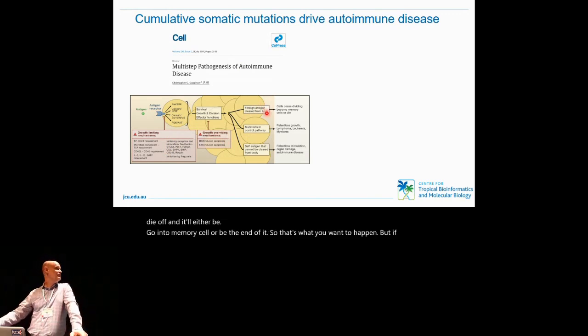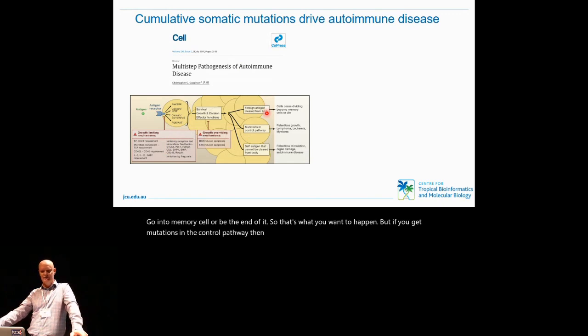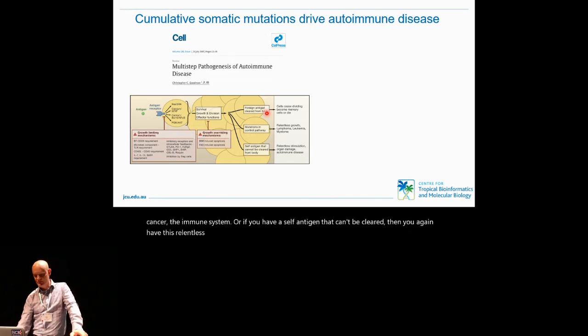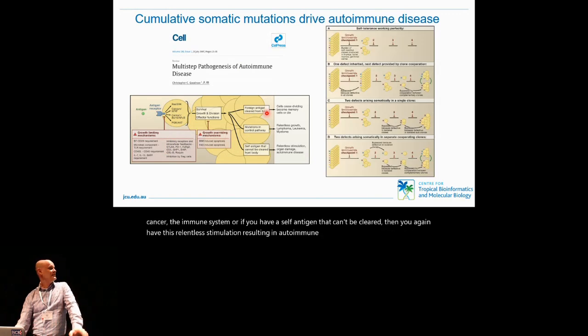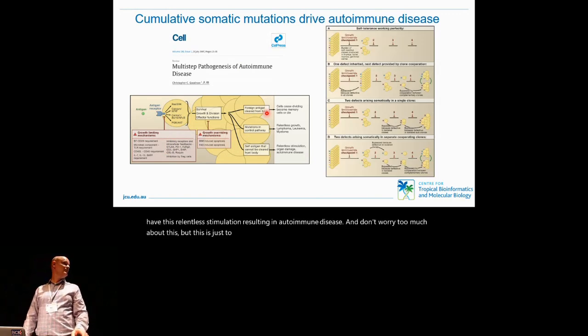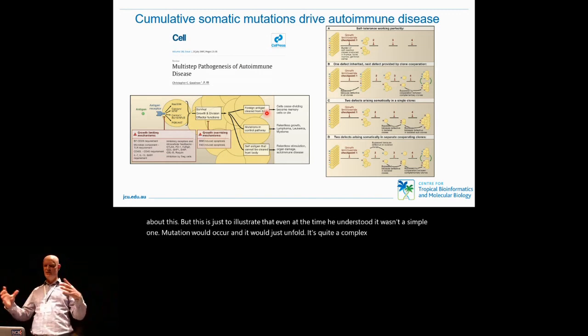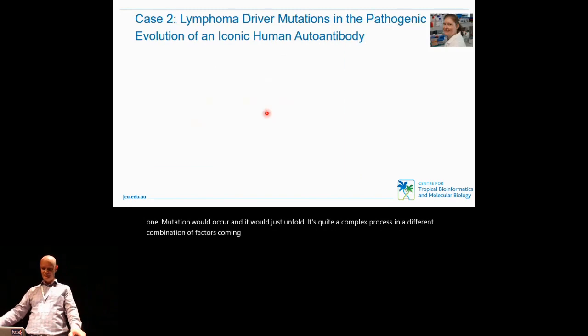But if you get mutations in the control pathway, then you get this relentless growth. So you essentially get cancer of the immune system. Or if you have a self-antigen that can't be cleared, then you again have this relentless stimulation resulting in autoimmune disease. And don't worry too much about this, but this is just to illustrate that even at the time, we understood it wasn't a simple case where one mutation would occur and it would just unfold. It's quite a complex process, with a different combination of factors coming together.